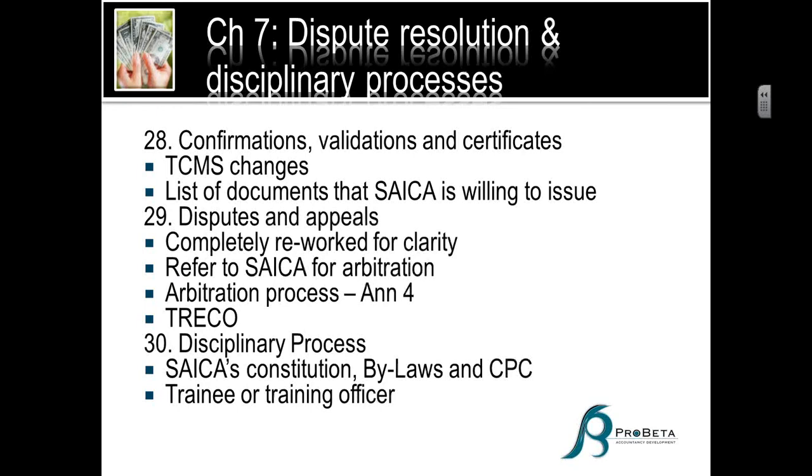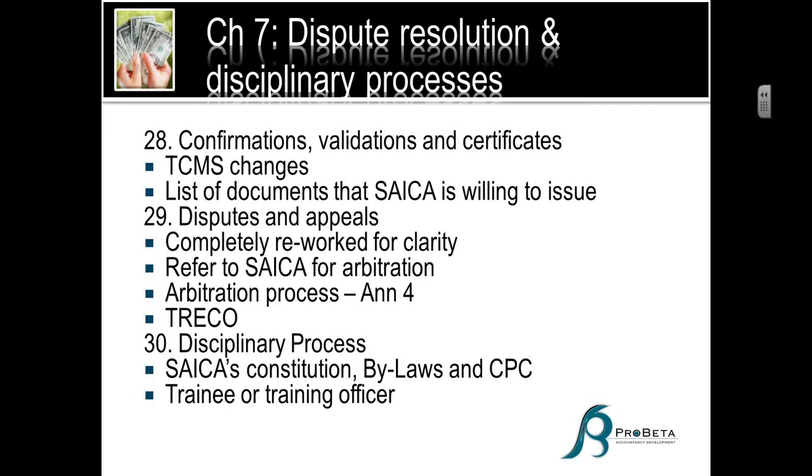Chapter 7, dispute resolution. There's a lot of cosmetic changes for TCMS. In 28, they list the documents that SAICA is willing to issue. It's not now automatic anymore. 29, they set out disputes and appeals. It's basically been reworked by a lawyer to bring in all the legalese, just to be clear for us normal people, and that you, the trainee, or the training officer can refer anything to SAICA for arbitration, and that whole process, costs and procedures is set out in Annexure 4. If you're still not happy with that, you can refer anything to TRACO, but then TRACO's decision is binding. It cannot go on and on.